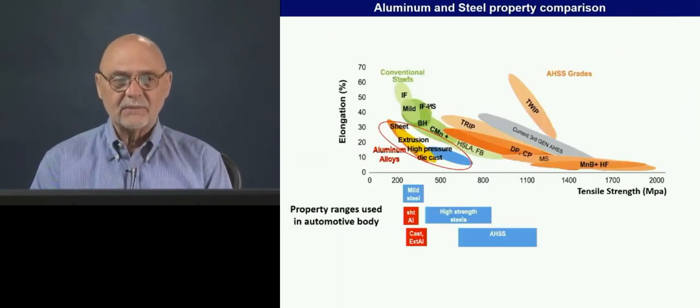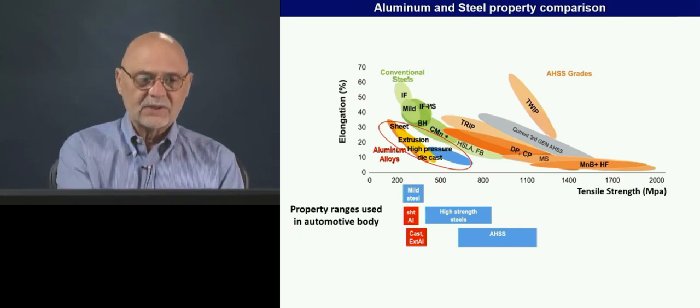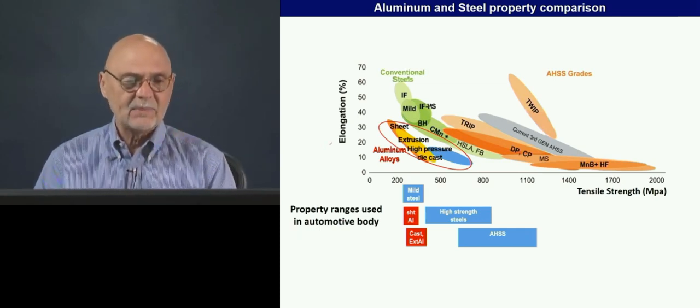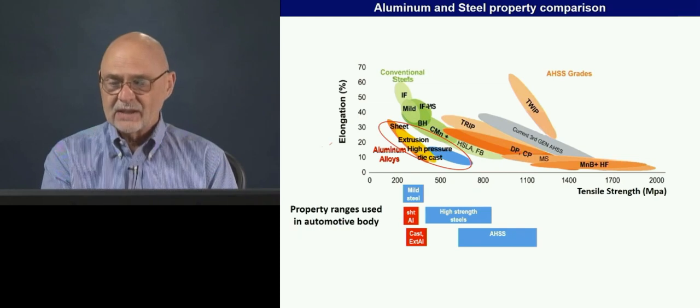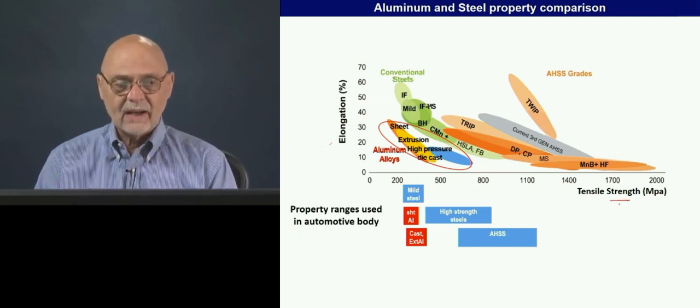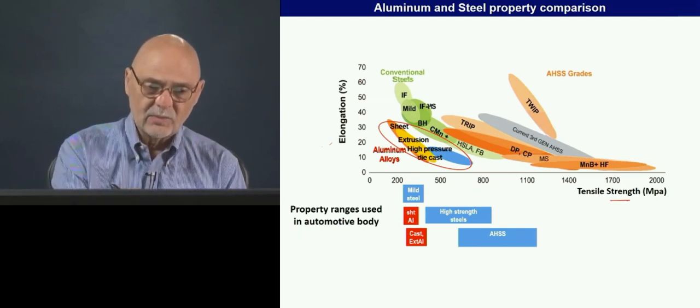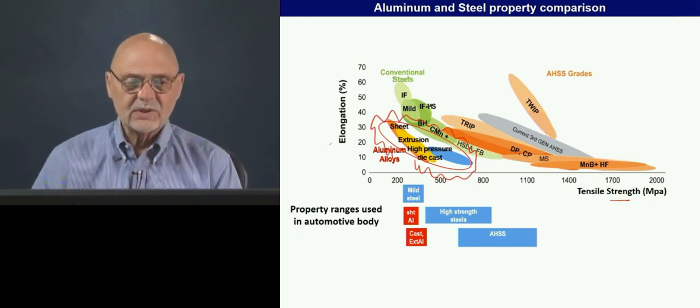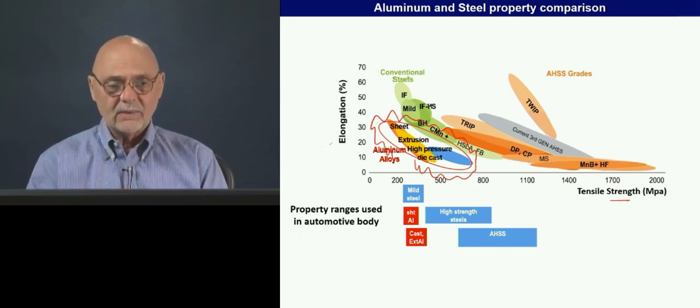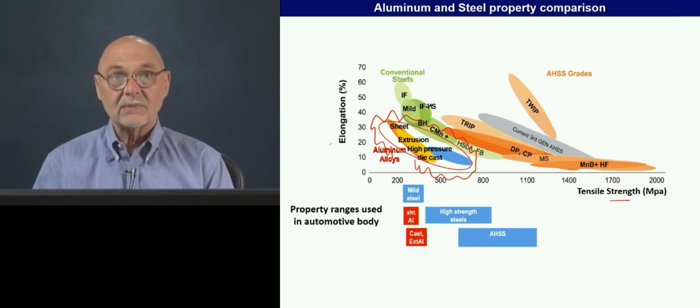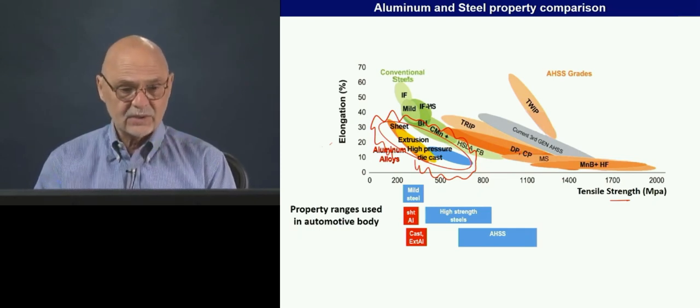As far as a comparison of material properties, this takes the same chart that we were looking at before, elongation versus tensile strength, and then plots the area of aluminum alloys here. So you can see generally aluminum is a lower strength material and has slightly lower elongation than steels.